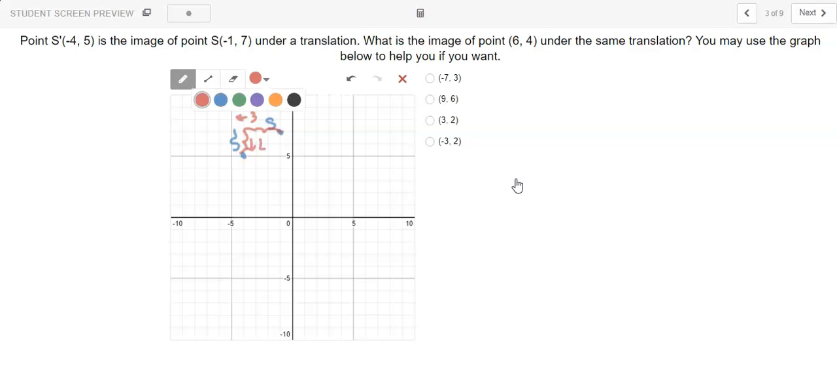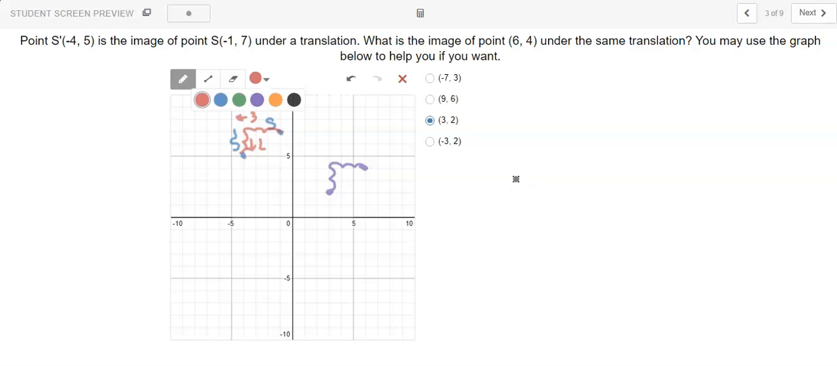If I look at the other point that they want me to do, 6, 4, which is right here, and I do the same thing, going 3 to the left and then 2 down, I end up at this point right here, which is at 3 and positive 2. Now there is another way you could have done this.